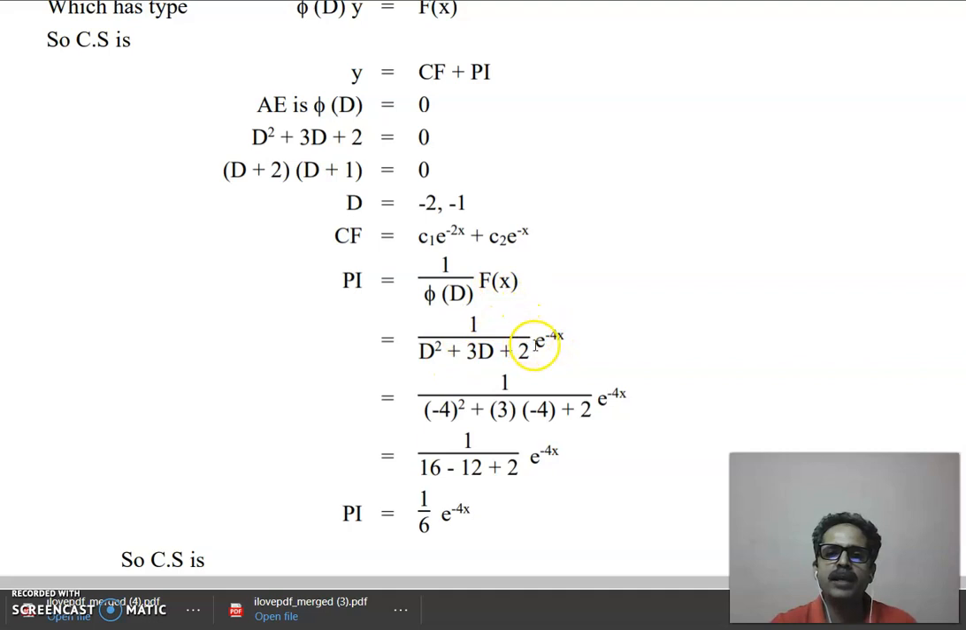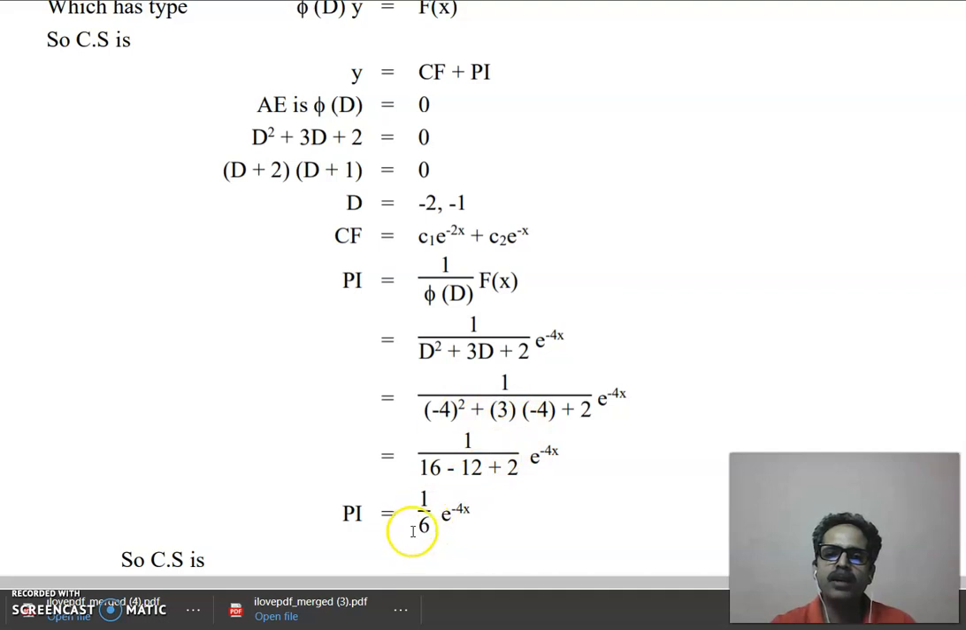You can see that here this step has a type 1 by phi D e raised to ax, and you can see that a is minus 4. So it is the first type of the shortcut method. There you have to replace D by a, here D by minus 4. So in the denominator you directly put D as a, minus 4, so that you will get this, and when you simplify you will find the denominator is 6.